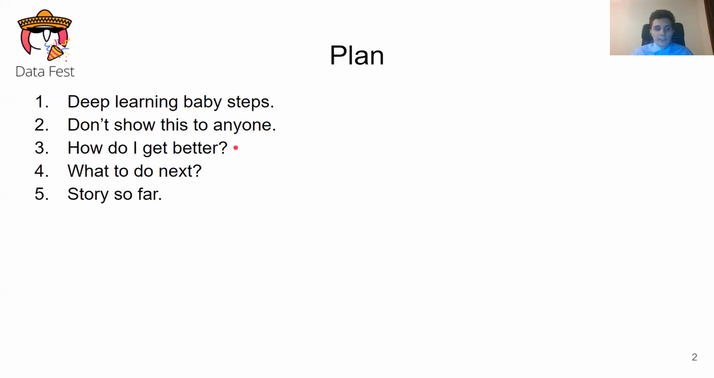Then I will go with how do I get better. In that section, I will describe Catalyst Config API, a tool which can help you build a deep learning pipeline. And then I will go with a section named what to do next. In that section, I will tell you how you can push your Kaggle or any other pet projects even further. And finally, I will summarize my talk in a section called Story So Far.